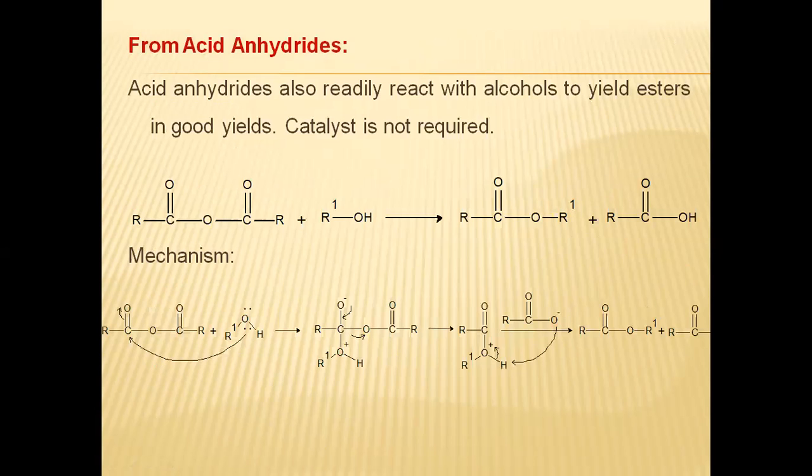Next one, acetic anhydride. When you see the acetic anhydride, the lone pair of electrons present on the oxygen is donated to one of the carbonyl groups, either of the carbonyls. It forms by the same mechanism as in the acid chloride. In the acid chloride we get HCl; in this we get acetic acid.